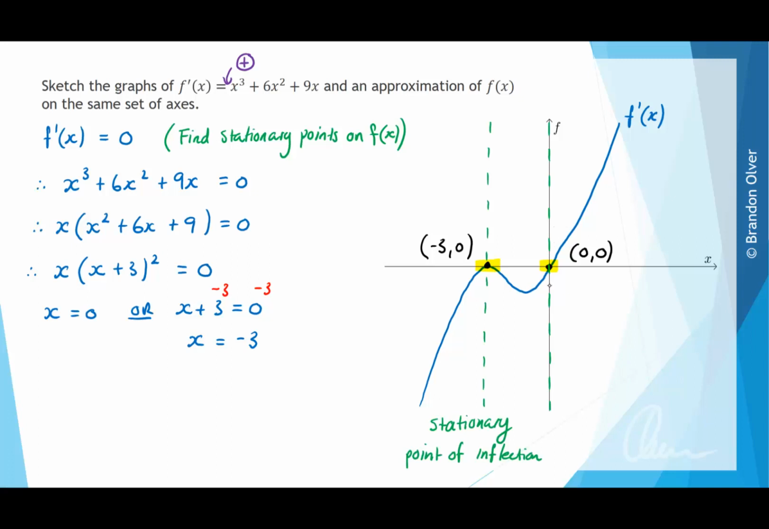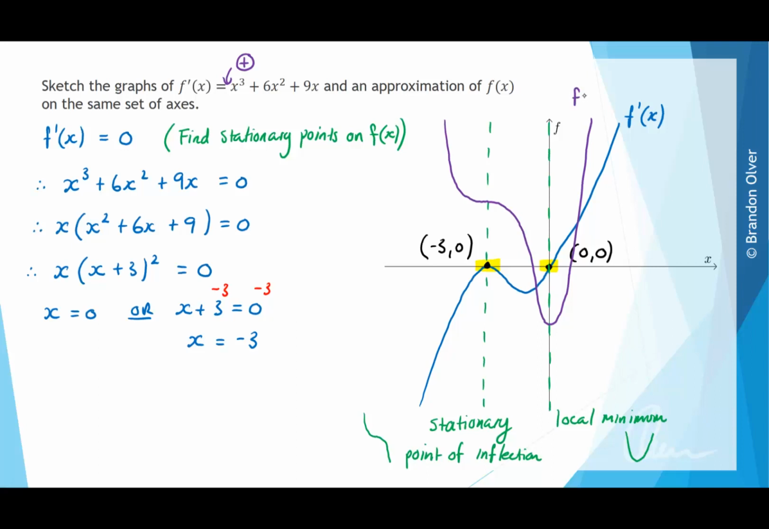And at x = 0, it goes negative, 0, positive, which makes it a local minimum. And we know that because it goes negative, 0, positive. And for the stationary point of inflection, if it goes negative, 0, negative, it's going to look like that. So that means on our original graph f(x), it's going to have a negative gradient, a 0 gradient, negative again, a turning point, and then it's going to head back up.